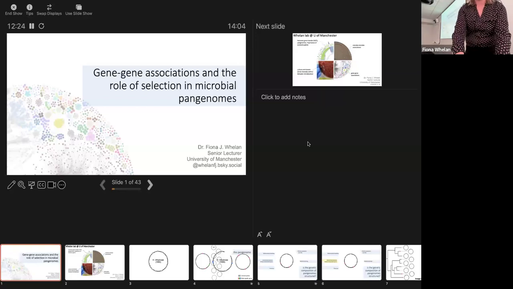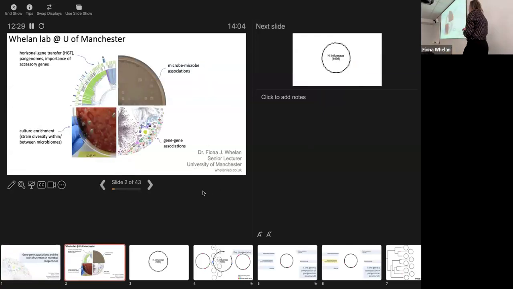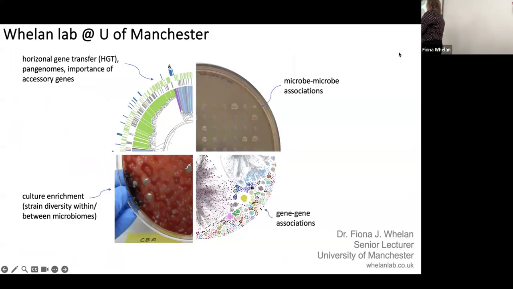So I just wanted to give a quick background, because I am so new and my group is so new here at the University of Manchester. I wanted to give a background of what we do in the broad scope of things. Cool. So these are 4 areas of what we research, we study.